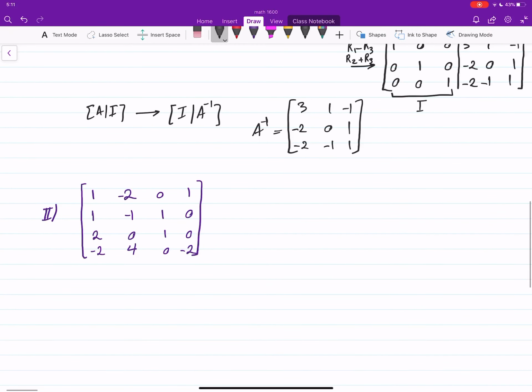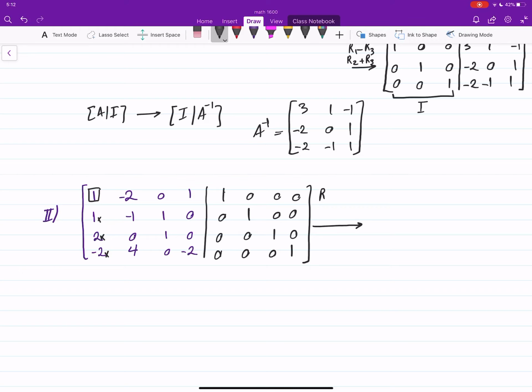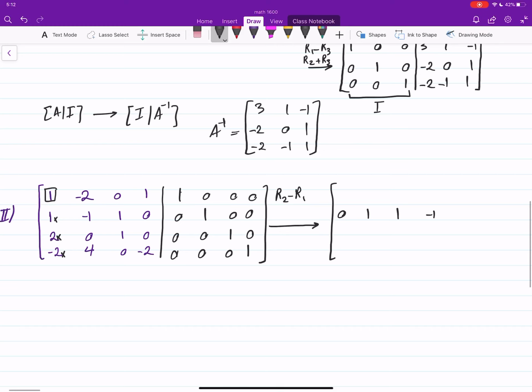Well, for the 4 by 4, okay, so we start with this guy. Let me just, this way it will be quicker. So I will do this: 1, 0, 0, 0. This is a 4 by 4 matrix. And then, okay, very nice. We have to get rid of these guys. And for that, you get R2 minus R1. So this will give us 0, 1, 1, negative 1. On the right-hand side, we will get negative 1, 1, 0, 0.